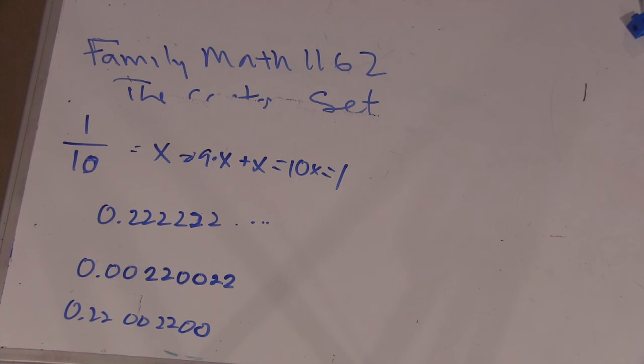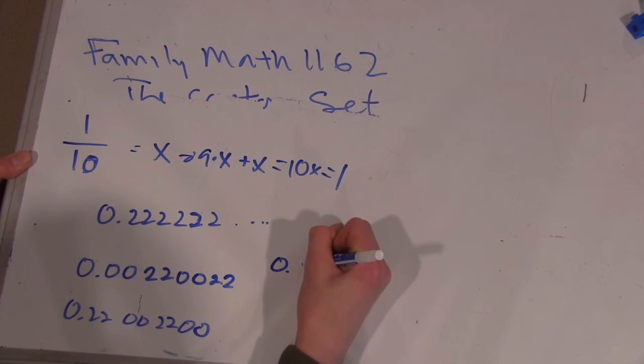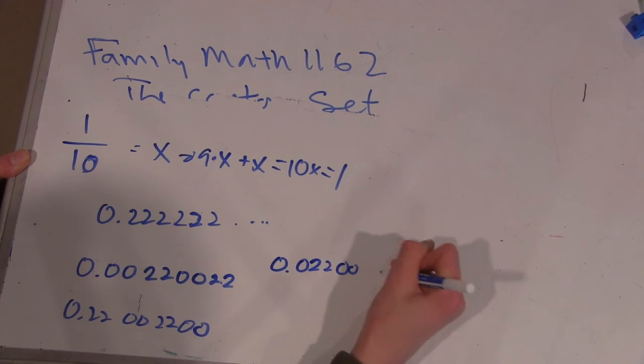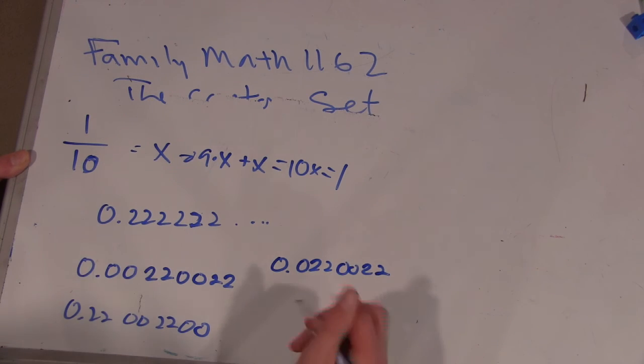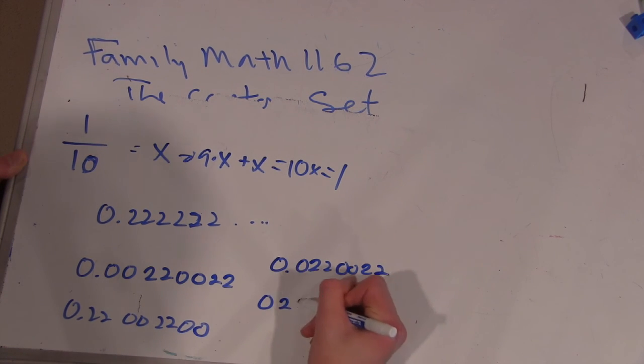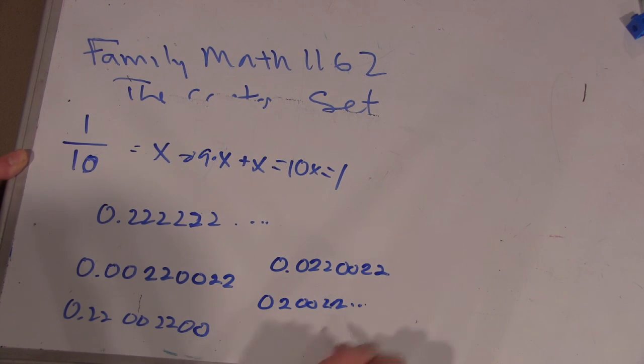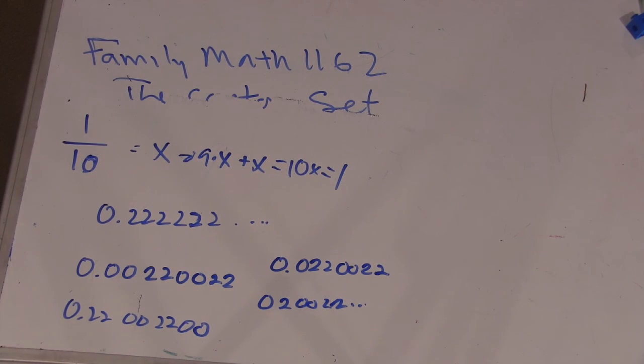Now that you know that 1/10, 9/10, and 3/10 are in there, you know one other one is in there. 7/10. Why? Because they have to add. 3/10 would look like 0.0220022, and then 7/10 would look like 0.20022, and so on. And they have to add to be 0.2222222. Good job. That was really nice.